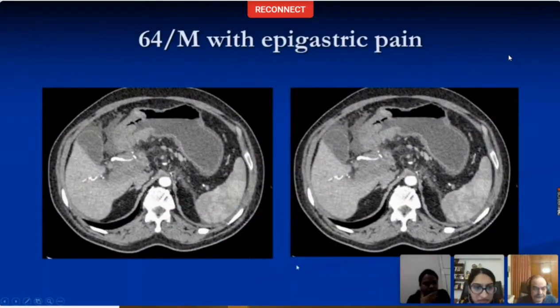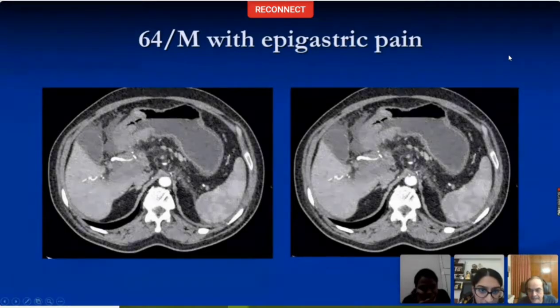Sir, I've been provided with axial images of the upper abdomen in the arterial phase, and I'm able to see that there is some diffuse homogeneous thickening in the region of the antrum of the stomach. There is also some fluid in the subhepatic location and in the region of the gallbladder fossa.